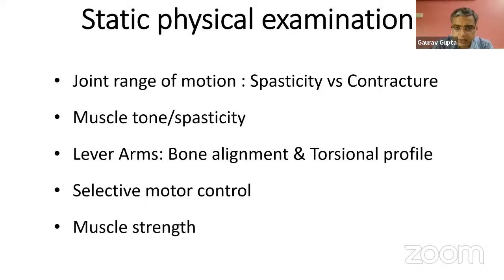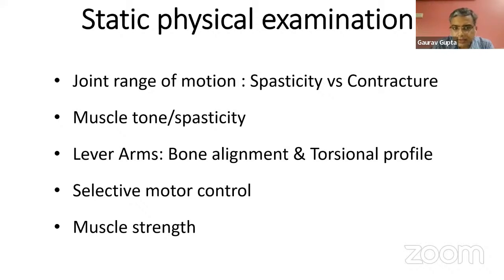We should do gradual movement because they have a lot of spasticity. If you force, they will become further tight. So you gently, gradually make the child comfortable and gradually try to range the joint. If you are able to do complete range of motion, then the child has only spasticity, which is usually seen in younger kids. And if you're not able to range the joint completely, then the child must have developed some contractures.